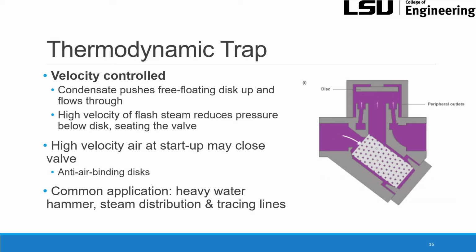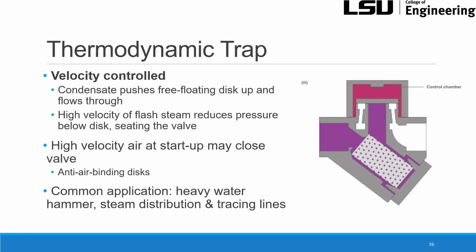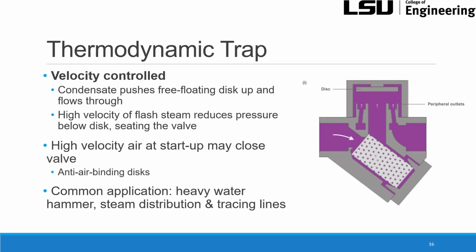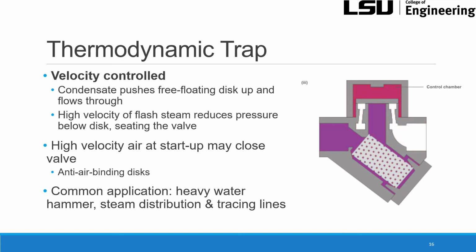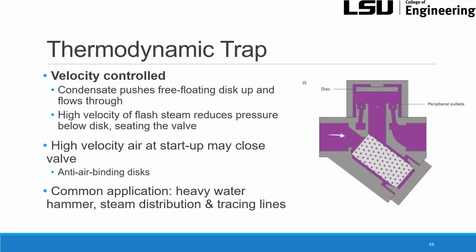The final trap we're going to talk about is the thermodynamic trap, which as we know is velocity controlled. Contrary to its name, this trap is actually known to be the most simply operated trap. So how it works is that whenever liquid is flowing through it, it lifts the disk to the top and freely flows. However, whenever steam enters the trap, it expands rapidly in the bottom chamber, which causes a flash of a high velocity to shoot up to the top and hit the disk.